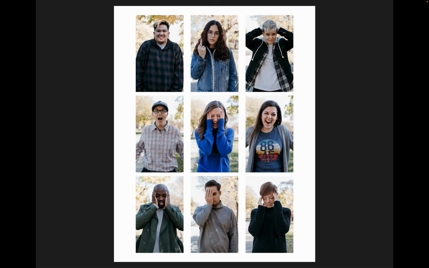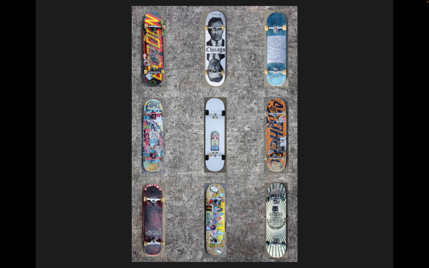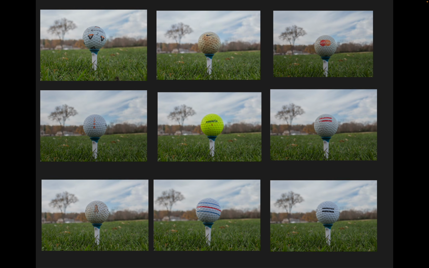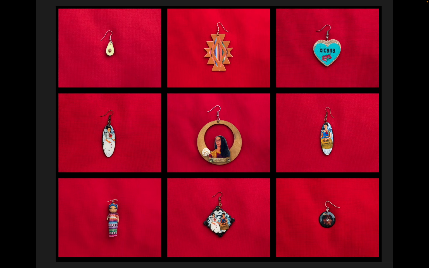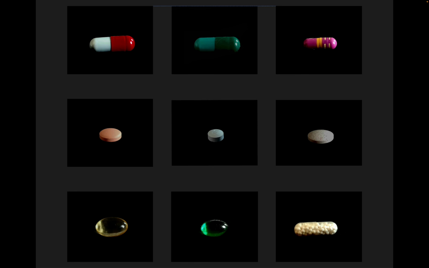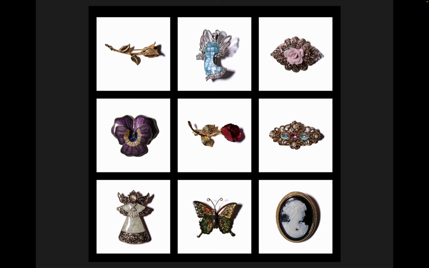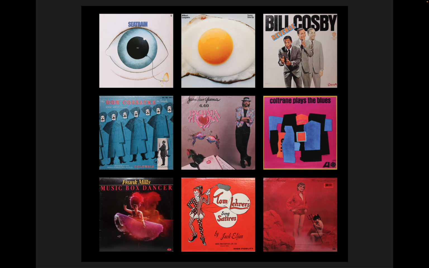Six-way corners. Political kind of response. This was back during the pandemic. Garage doors. A cabinet of curiosity objects. Skateboards. Golf balls. Mexican-American jewelry. Again, during the pandemic, October. Pills, thinking about medication and mental health, I believe. Recycling. Other jewelry. Album covers.